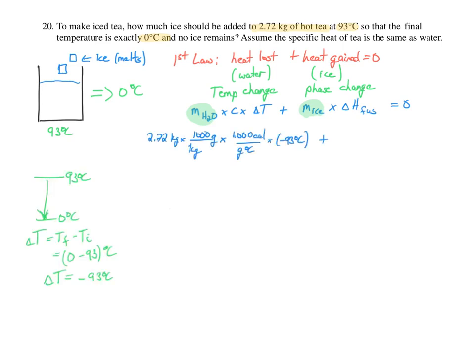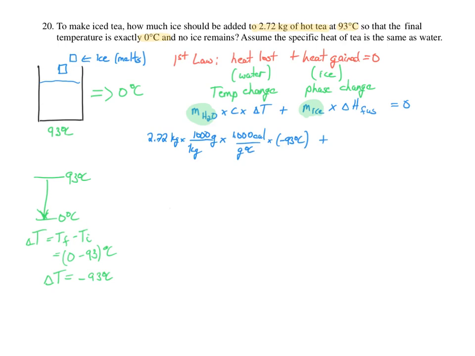So here are the substitutions for the temperature change calculation. Notice delta T is a negative value. It's because we've lost temperature. Our temperature is decreased. Delta T, TF minus TI, our final minus our initial. So 0 minus 93, 93 degrees C.